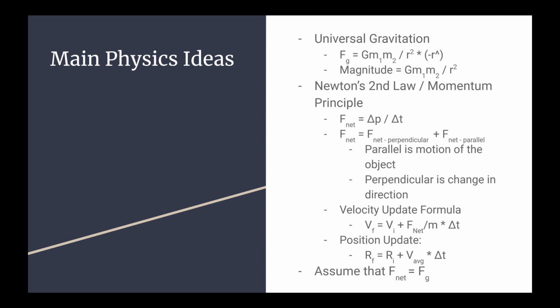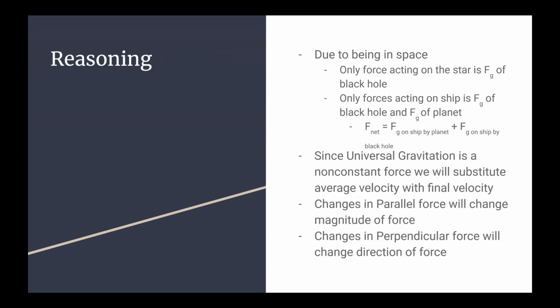In this lab, we're going to assume that the net force is equal to the gravitational force, and that is because we are in space. So we are assuming that the only force acting on these objects is the force of gravity from the other objects given in the prompt of this lab. Since universal gravitation is a non-constant force, we will let average velocity be approximately equal to the final velocity. We also just can't find the average velocity for this. We also know that changes in the parallel force will change the magnitude of the force, and changes in perpendicular force will change the direction of the force.